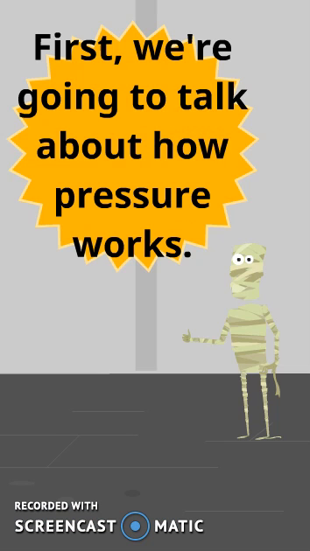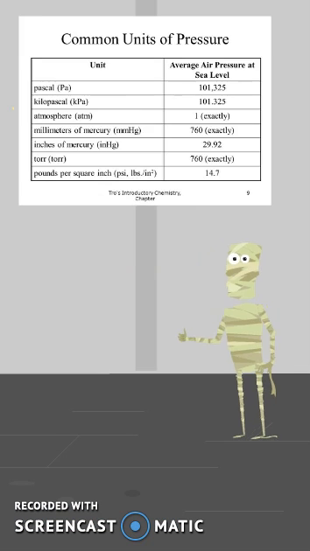First, we are going to talk about how pressure works. Pressure is the force exerted per unit area by gas molecules as they strike the surfaces around them. In other words, the constant force on the surfaces exposed to any gas. Pressure can be measured in atmospheres, pascals, kilopascals, torr, millimeters of mercury, and many other units.